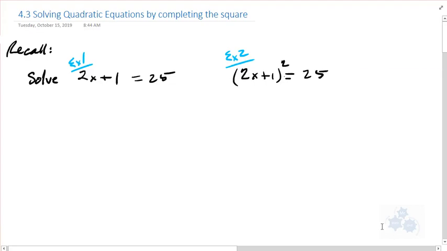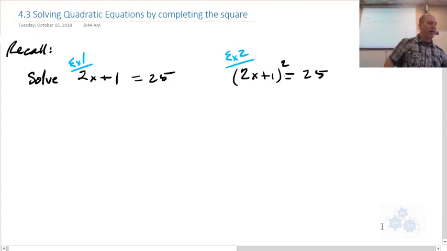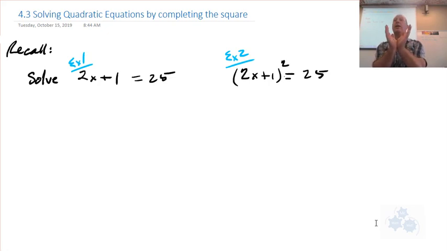4.3, again, we are still solving quadratic equations just like we've been doing. The first section was solving by graphing, right? So graphing the quadratic function, like x squared plus x plus 1 equals 0, and then graphing that function and finding the x-intercepts. That's 4.1. 4.2 was solving using algebra methods, right? Some more math stuff in there, I think.